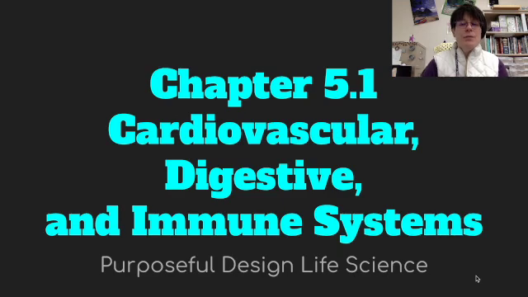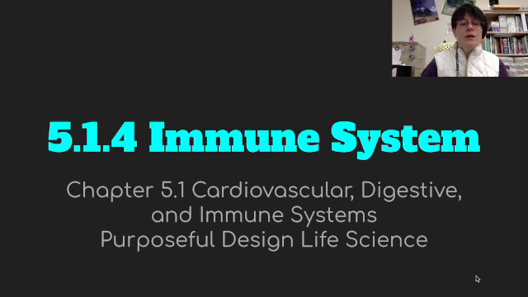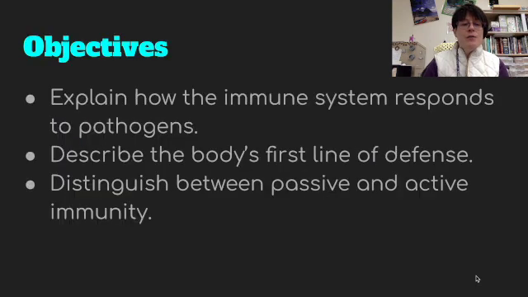We are studying chapter 5.1 on the cardiovascular, digestive, and immune systems from Purposeful Designs Life Science. Today we're going to talk about the last section in this chapter, section 5.1.4 on the immune system. So we're done with this chapter, so you should be starting to prepare for your test. Our objectives today will be to explain how the immune system responds to pathogens, describe the body's first line of defense, and distinguish between passive and active immunity.